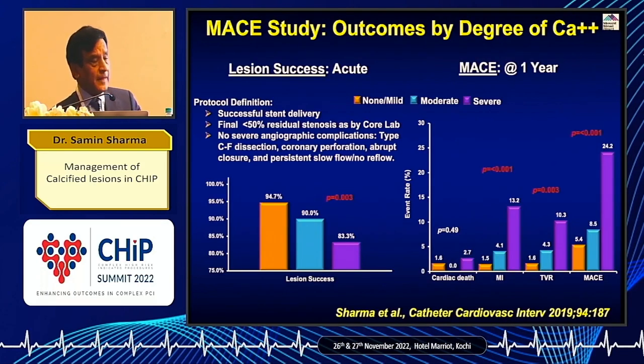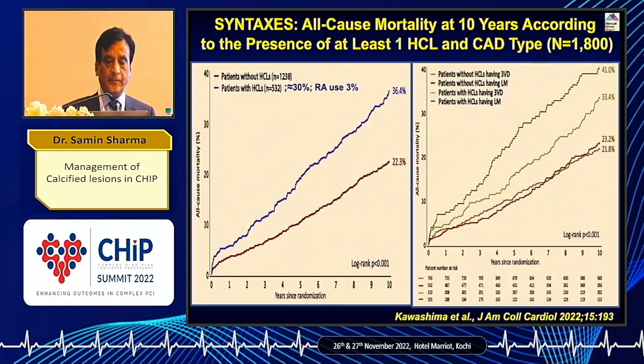The MACE study which I showed, we actually have the same mild, moderate and severe calcium, and if you can see in the violet bar, the lesion success and MACE is all in the severe calcium. So in this day and age, what we need to worry about is the severe calcium, not mild, moderate calcium. Very, very important observation, or conclusion, we got from the MACE trial.